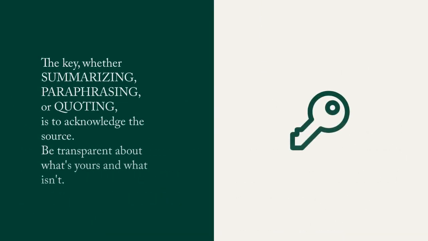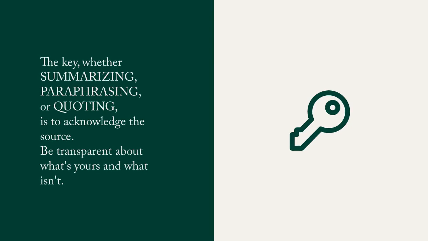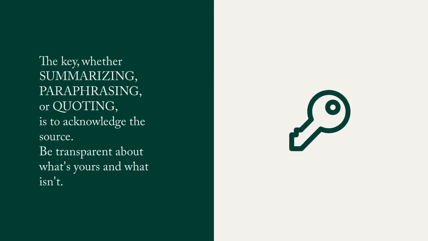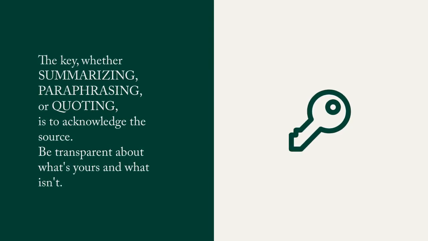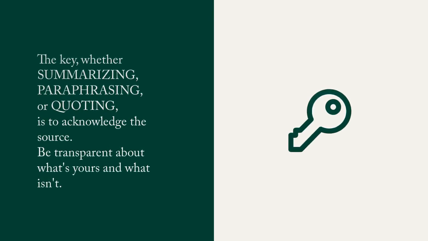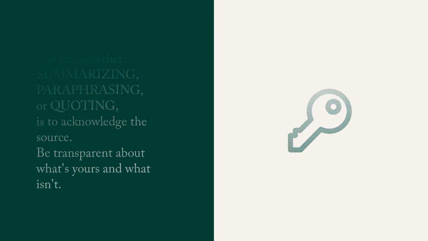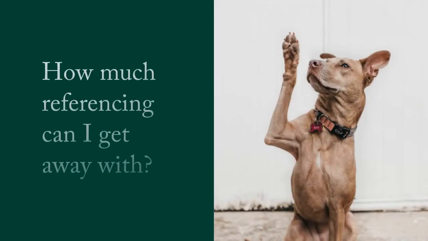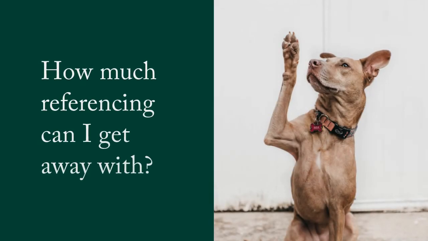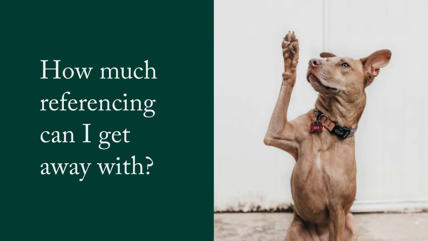Hopefully, you can see that Eugene doesn't need to completely overhaul his work. To avoid plagiarism, it's simply a matter of adding citations and phrases that show where his own ideas end and where the source references begin. But that might bring up a question. How much referencing can I get away with?